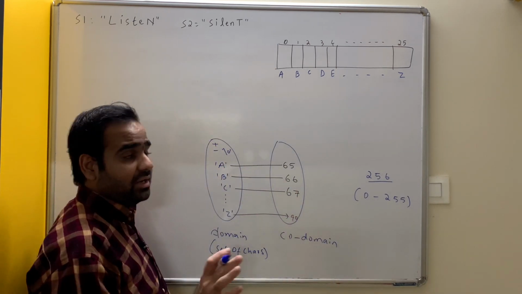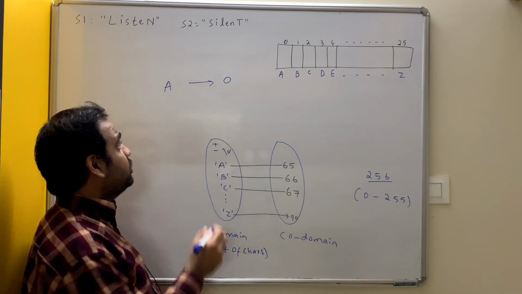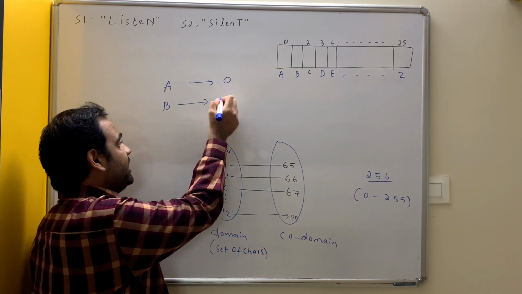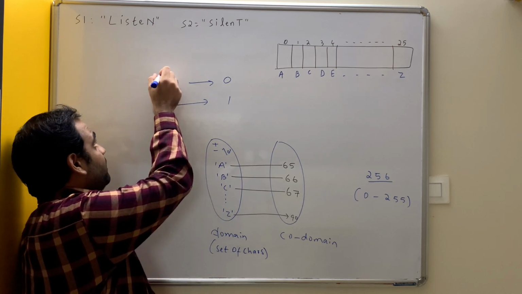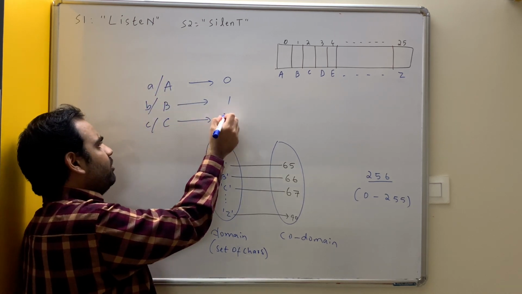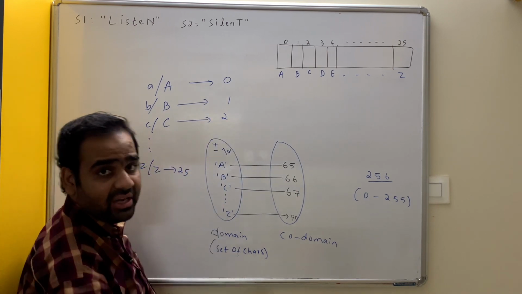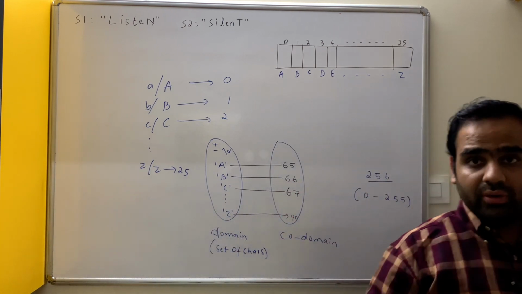Is that okay? That means A is mapping to index 0, B is mapping to index 1, and this might be uppercase A or lowercase a. C is mapping to index 2, and so on up to Z, which is mapping to index 25.